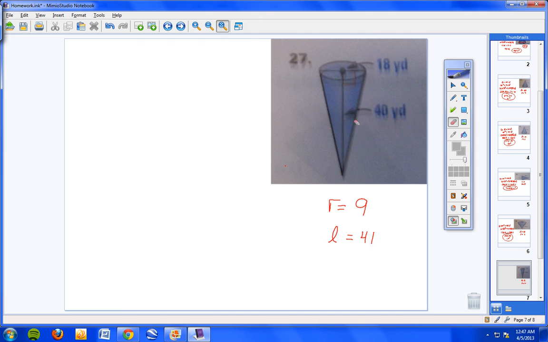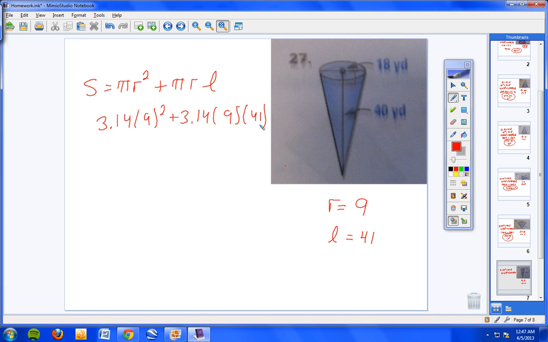Erase that. And now let's go ahead and find the surface area of the cone. The surface area is the area of the base, which is pi r squared, plus pi r l. So I'm going to make a substitution here for pi, 3.14. The radius is going to be 9. And then right here for the pi is going to be 3.14 times 9 times 41. If you multiply 3.14 times 9 squared, you will come up with 254.34.